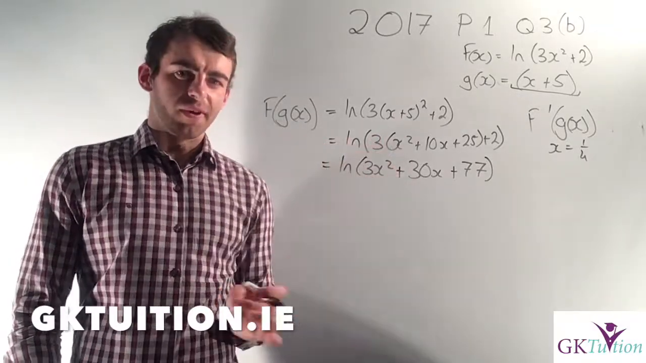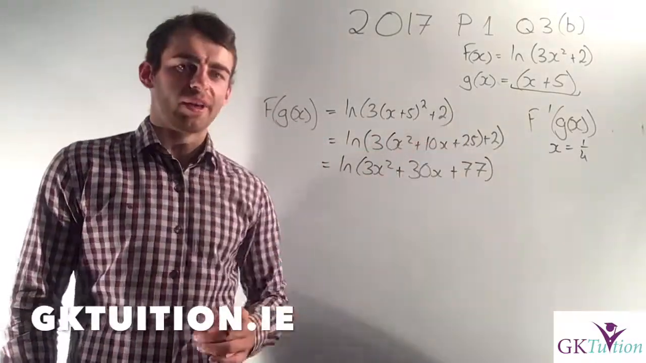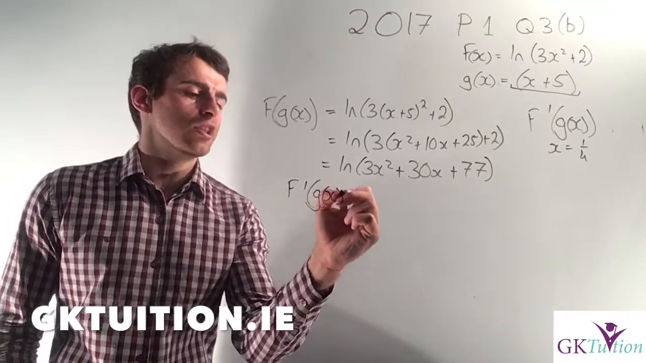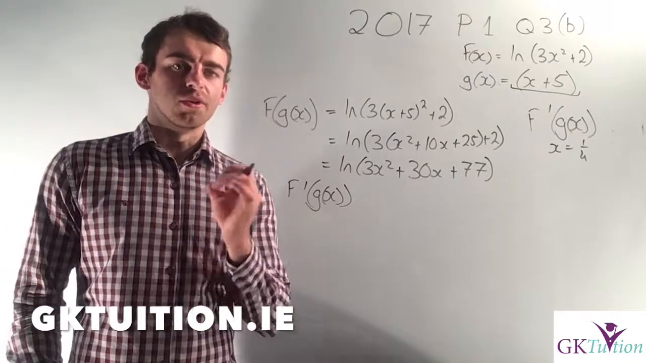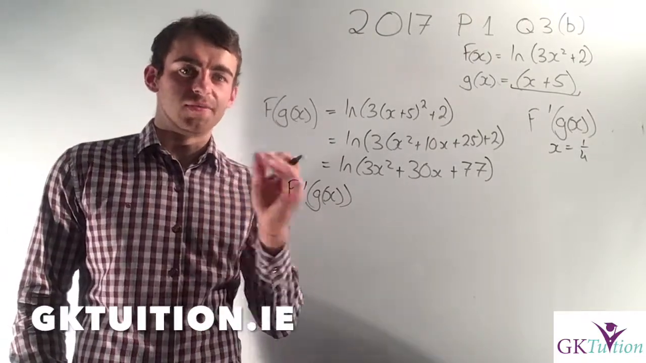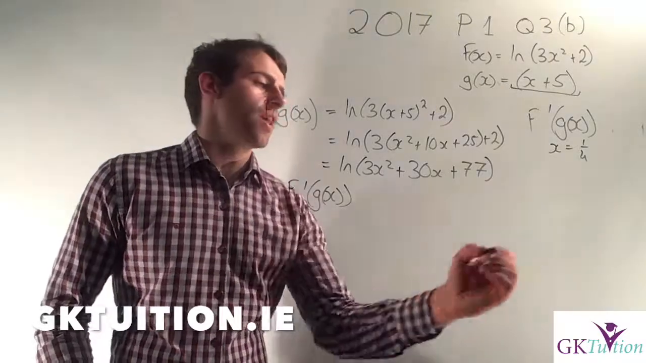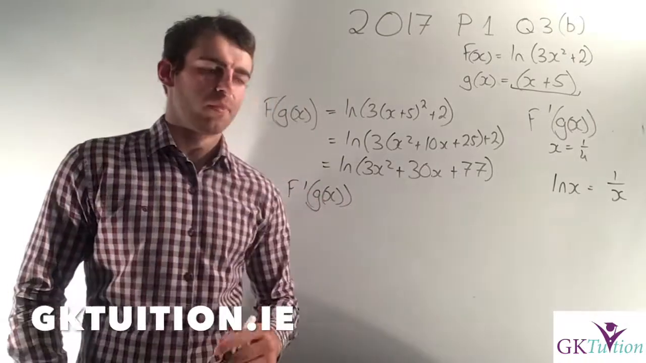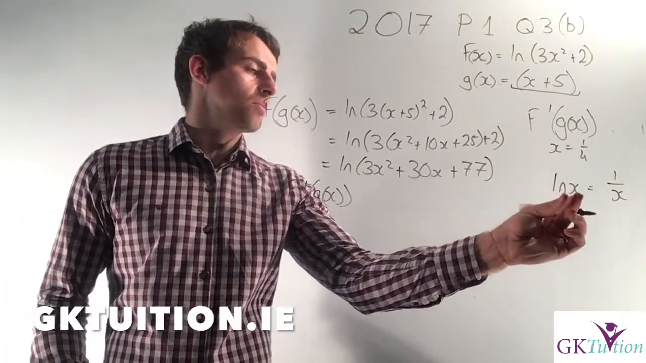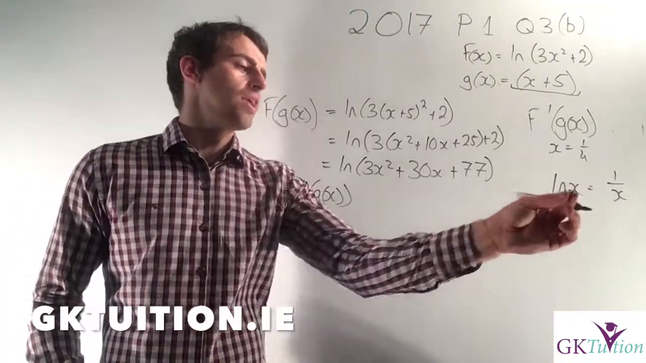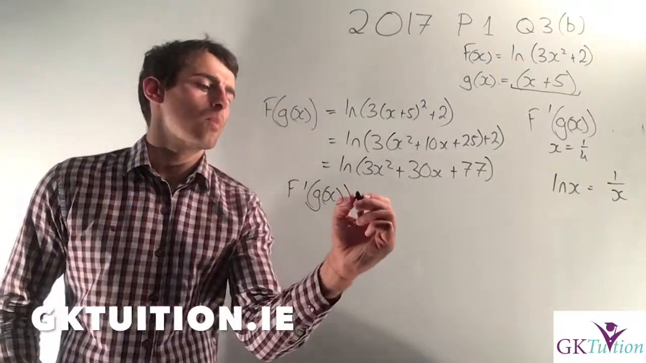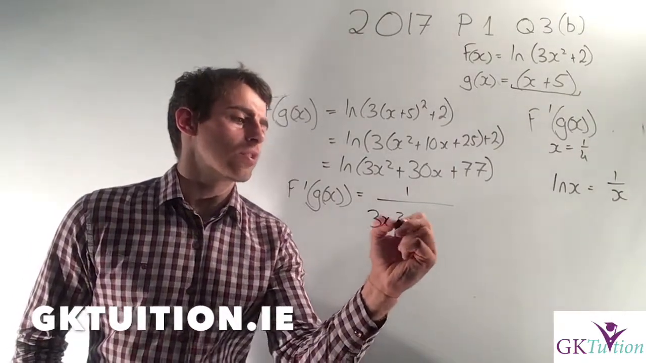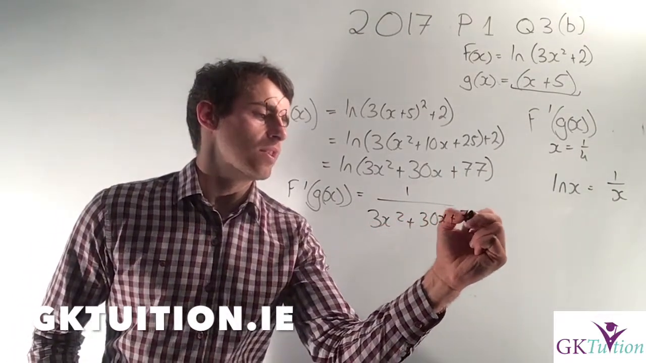Okay, so that was just simplifying down, and now let's consider how I get the derivative. So I want to get the derivative of this, f dash g of x. You should go to your log tables and to the differentiation page. In the log tables, it tells me that the derivative of ln x is 1 over x. So the derivative of ln of something is 1 over the algebra. So the derivative of ln of this is just 1 over 3x squared plus 30x plus 77.